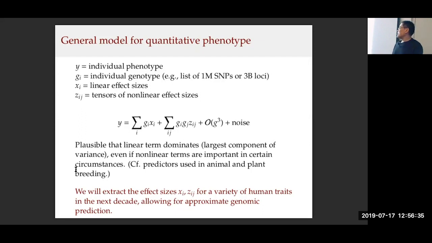And for reasons I could go into if people are interested, it was a priori plausible that the additive terms actually dominate. For those of you who know a little bit about population genetics, there's a theorem called Fisher's fundamental theorem of natural selection. Anyway, it was not surprising that the linear term dominates, but now that's been empirically validated.